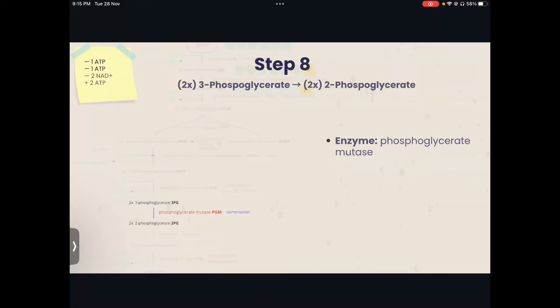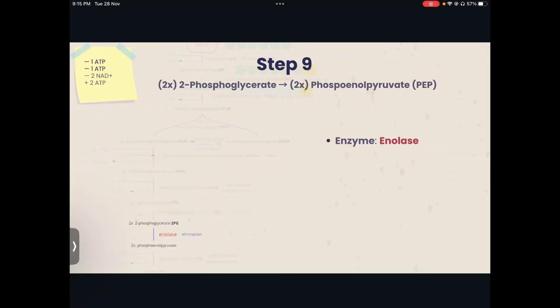You're going from 3-phosphoglycerate to 2-phosphoglycerate. You don't need to worry about this reaction much. Then now you're going from 2-phosphoglycerate to phosphoenolpyruvate. And the enzyme here is enolase.